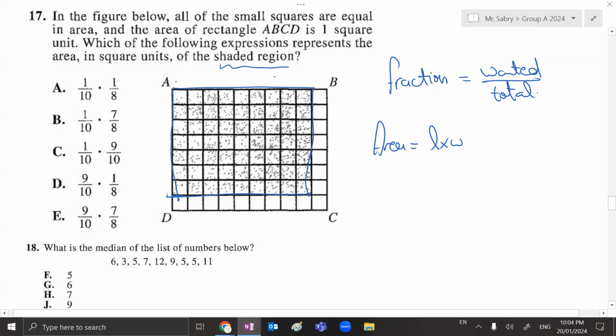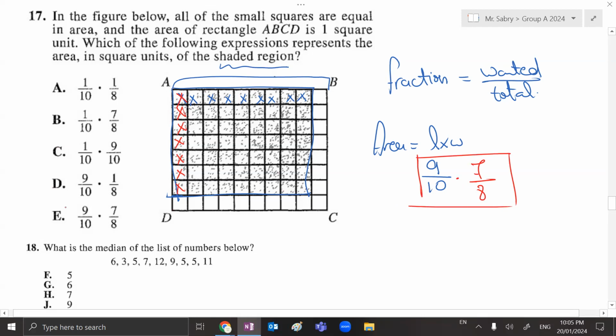What's the length of the shaded region? It's the longer side. It has 1, 2, 3, 4, 5, 6, 7, 8, 9 boxes shaded out of 10 in general. All of those are 10 boxes. While the width has 1, 2, 3, 4, 5, 6, 7 boxes shaded out of 8. And that's how you get the area. E.